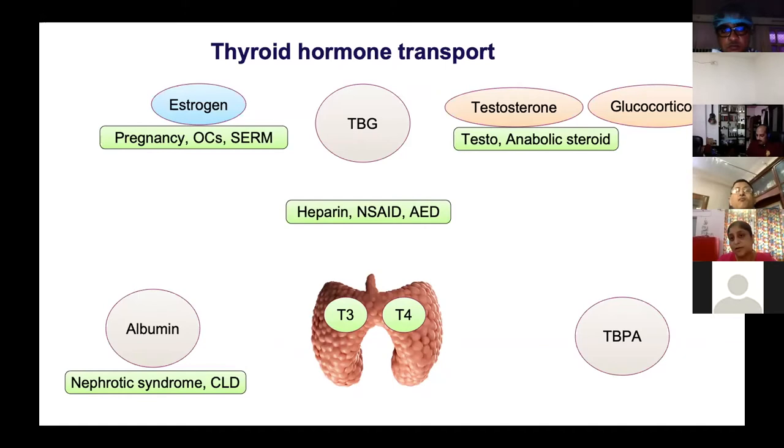This can lead to a misinterpretation of results. On the opposite, androgens can cause a decrease in TBG levels, again leading to spurious results. Then there are AEDs, anti-epileptic drugs. As you know, they are enzyme inducers, so they can cause increased metabolism of thyroid hormones. Then there can be drugs which cause displacement of thyroid hormones from the carrier. Albumin is also a thyroid carrier protein. So in conditions where the level of albumin varies, like in nephrotic syndrome or chronic liver disorders, there can be false interpretation of thyroid hormone results. So definitely here comes the role of free thyroid hormone estimation.